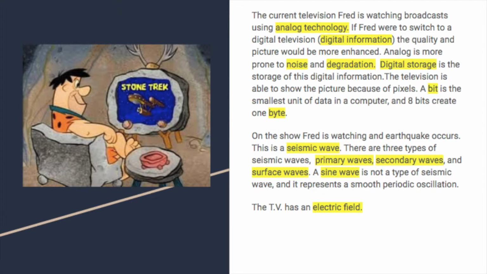The TV Fred is watching uses analog technology. If he switched to a digital TV, digital information, the quality would be better. Analog is prone to noise and degradation. Digital storage is the storage of digital information. 1 byte equals 8 bits, a bit being a binary digit.